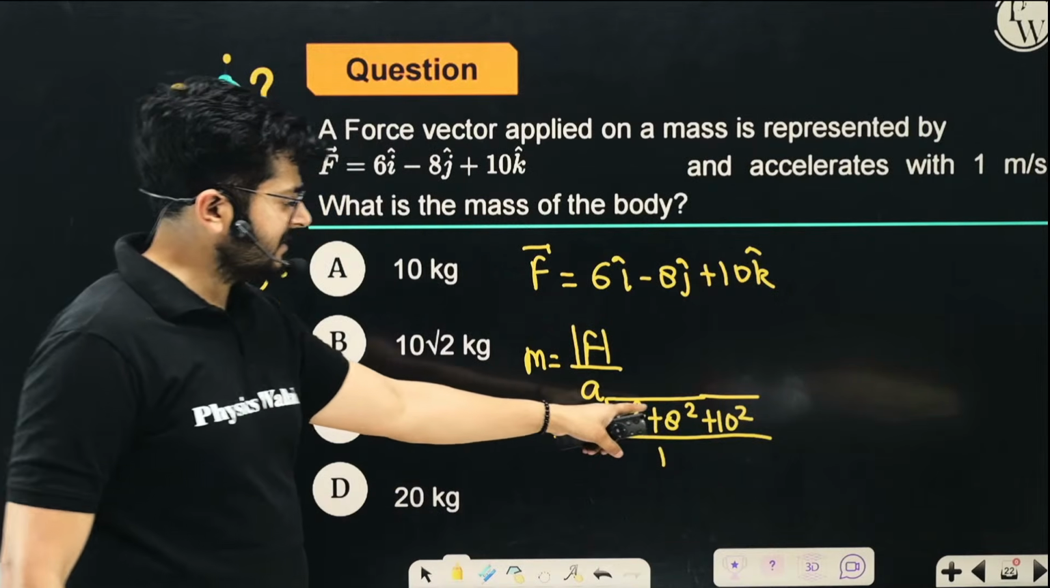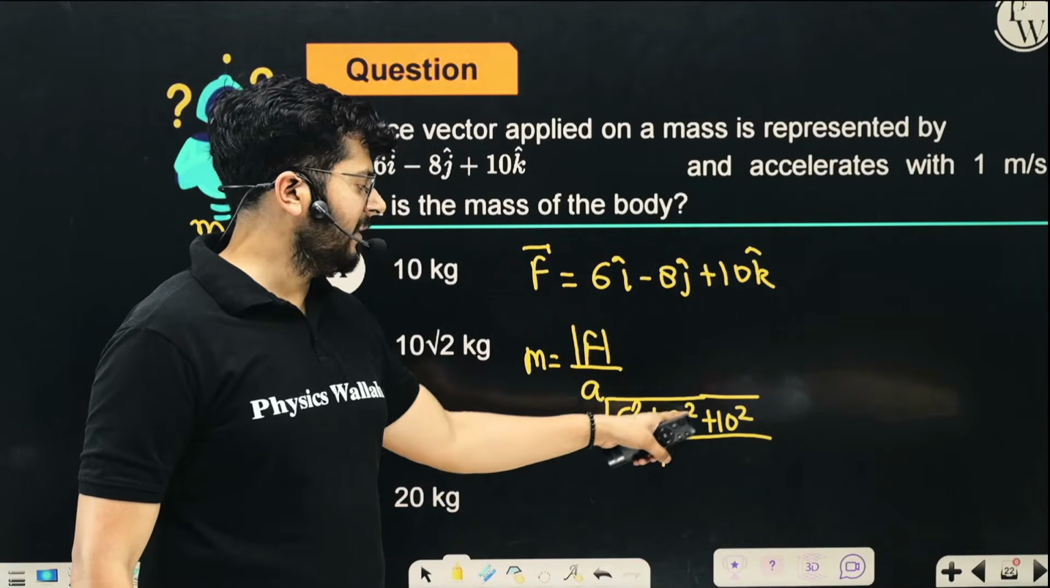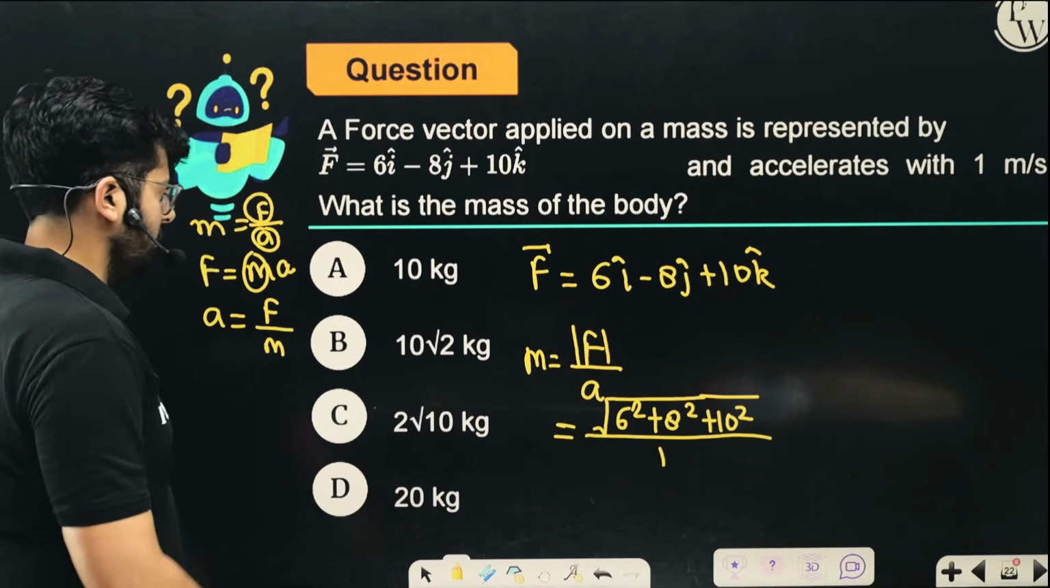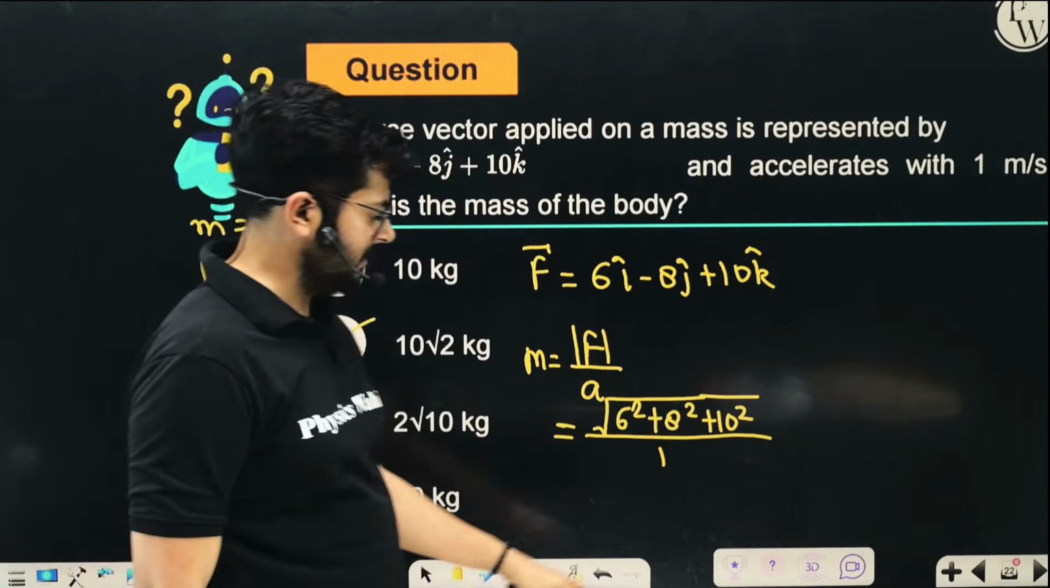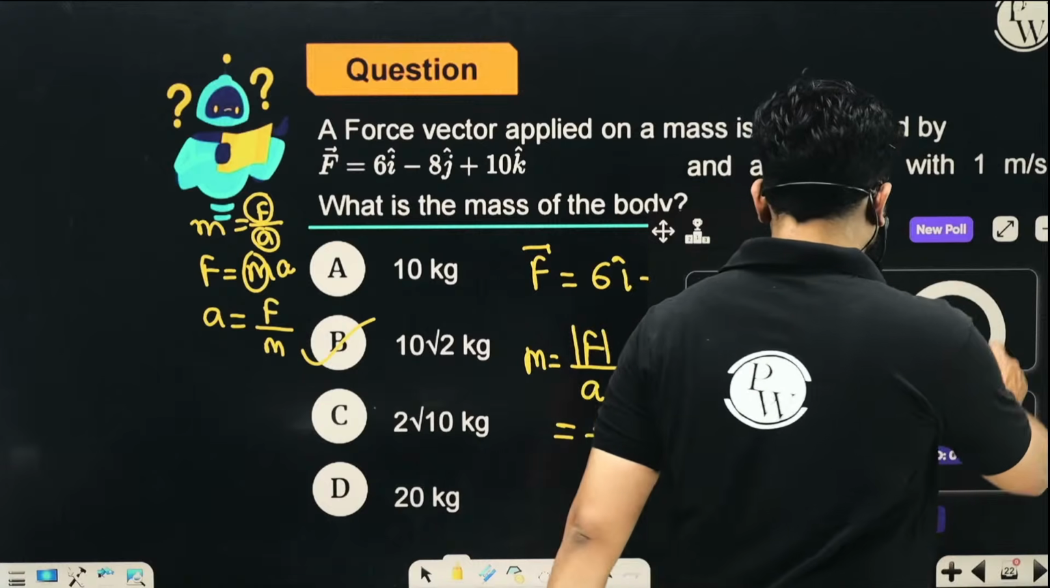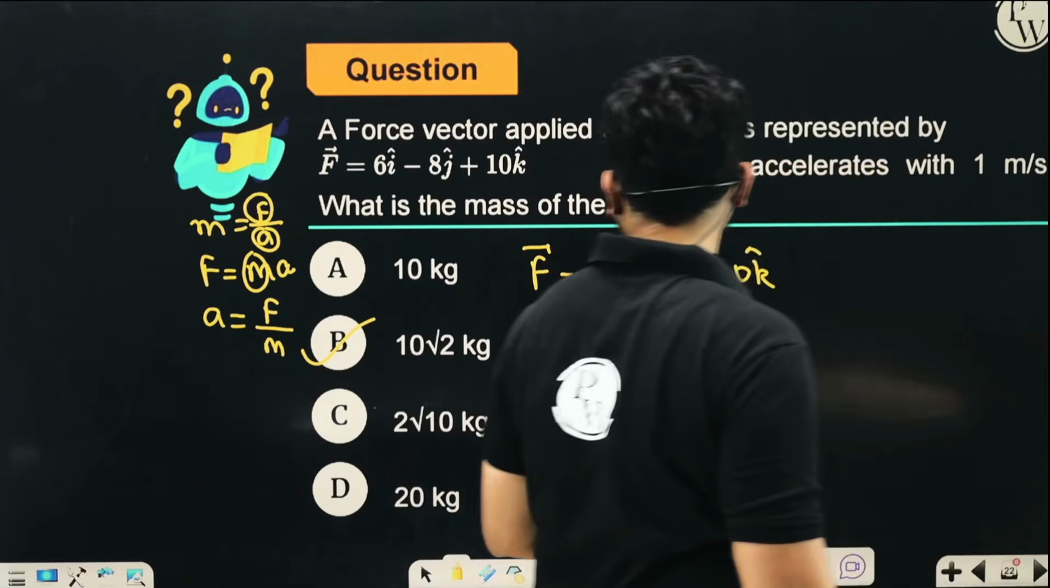So it is 36, it is 64, add it up 100 and 100, 200, root 200, which is 10 root 2. So 10 root 2, option B is the correct option, right? I hope the idea is very, very clear. Let's move on and talk about the next part.